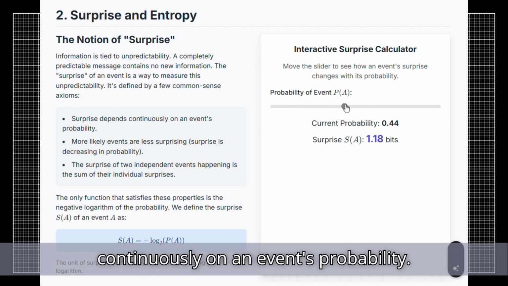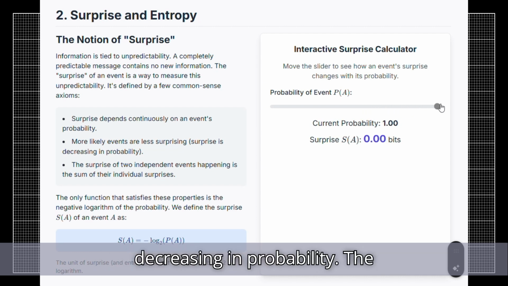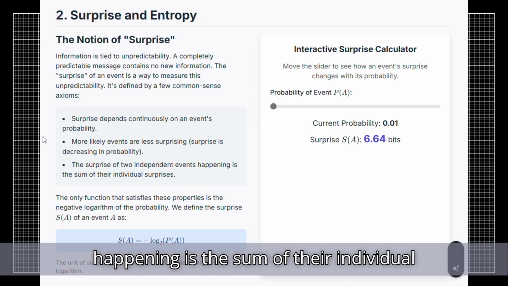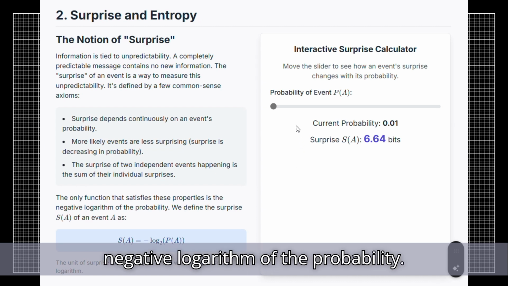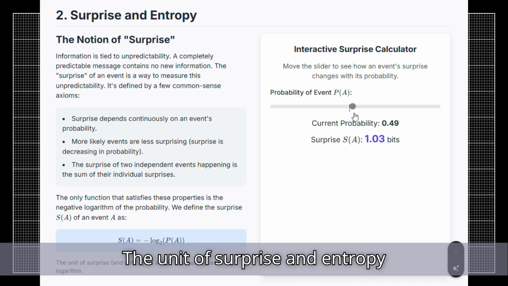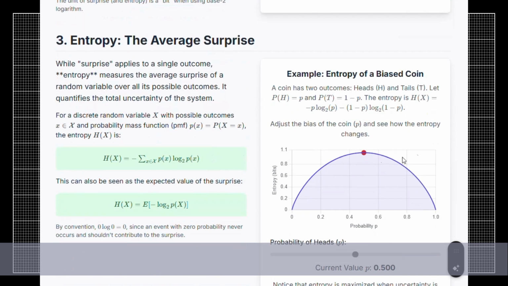Surprise depends continuously on an event's probability. More likely events are less surprising, decreasing in probability. The surprise of two independent events happening is the sum of their individual surprises. The only function that satisfies these properties is the negative logarithm of the probability. The unit of surprise and entropy is a bit when using base 2 logarithm.